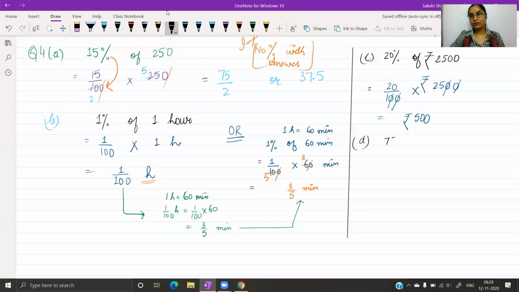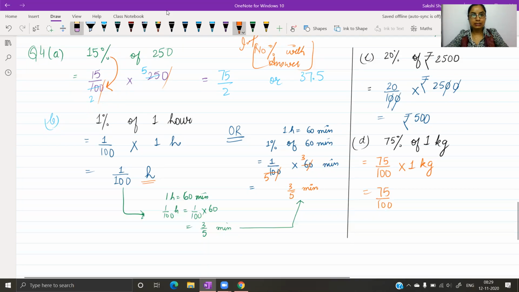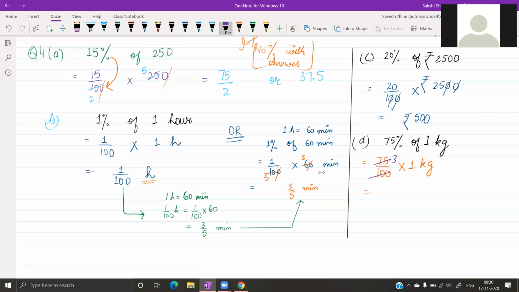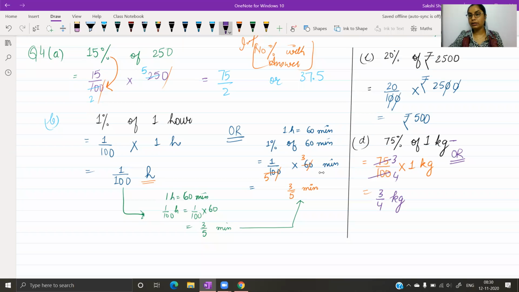D part, we have 75% of 1 kg now. So this will be 75 over 100 multiplied by 1 kg, 75 by 100. Okay, this can be simplified. Let's simplify this. This will be 3 by 4 kilograms. Now you could change this into grams, if we had converted into grams, then you can solve it separately.